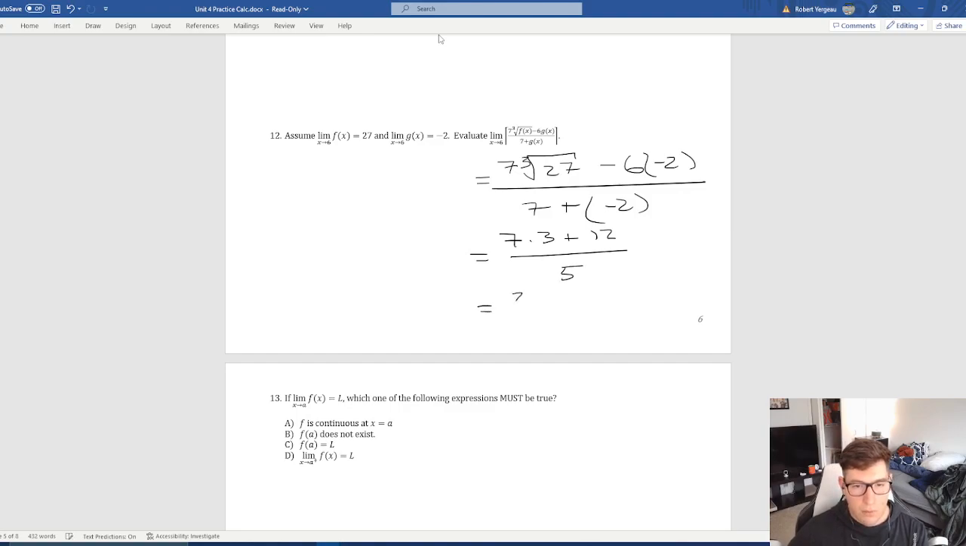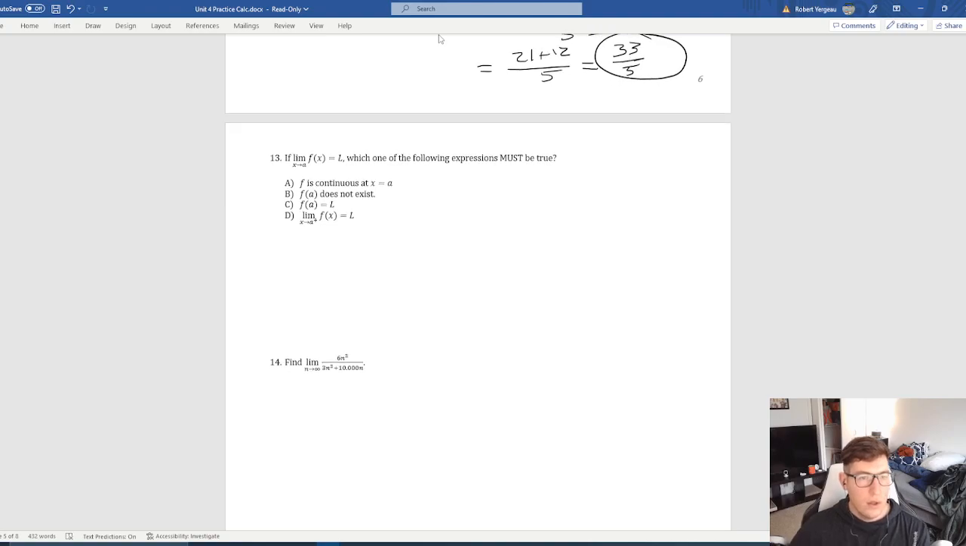So I'm going to have 21 plus 12 over 5, which is going to give me 33 over 5. That's my limit. Again, simply just plugging in those values. Anywhere I see an f of x, 27. Anytime I see g of x, -2.